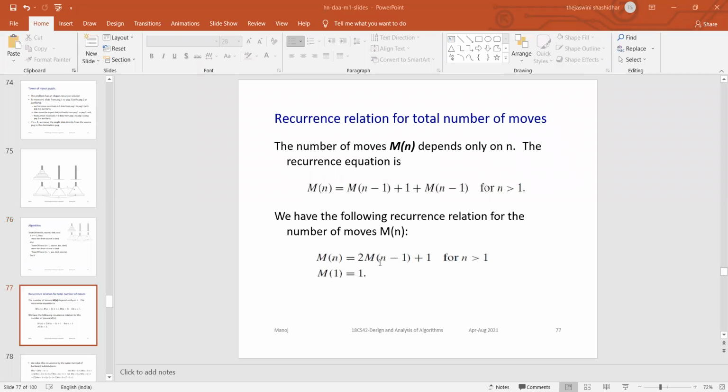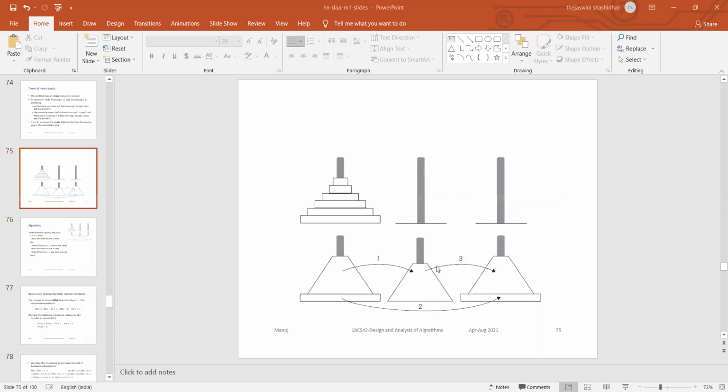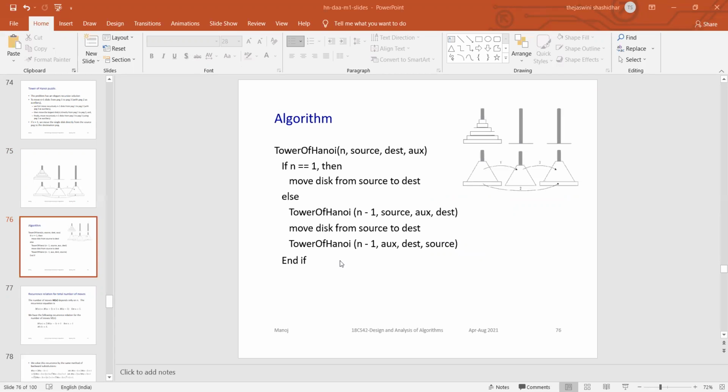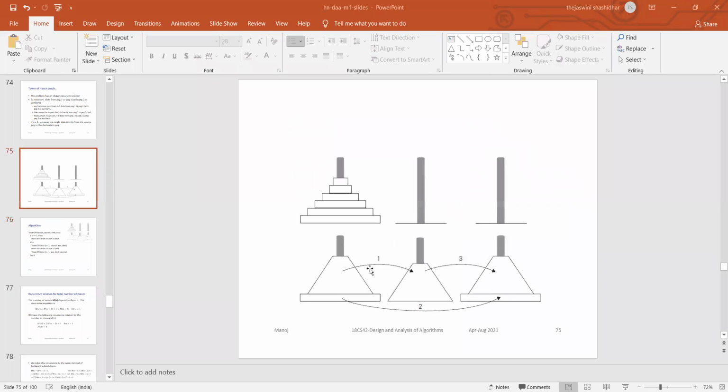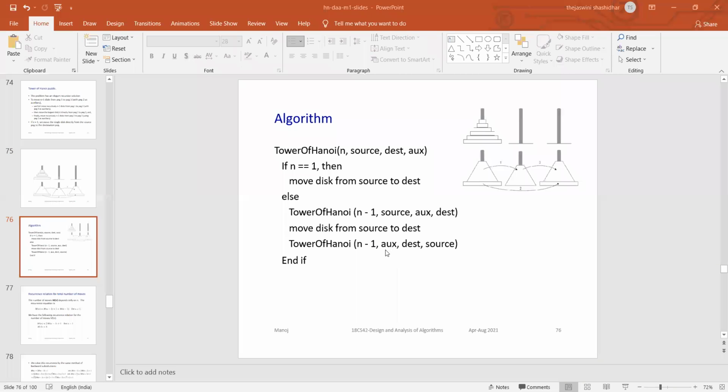So come for the second step. So second step we take it as move from source to destination. So move the disk from source to destination. And finally third step. Third step is from auxiliary to destination. So n minus 1 disk you are moving from auxiliary to destination using source. Okay. So have you understood this?